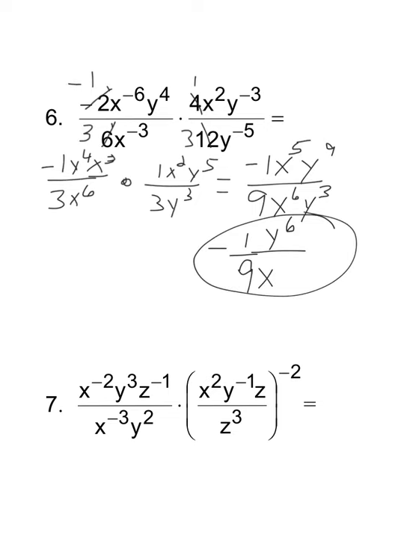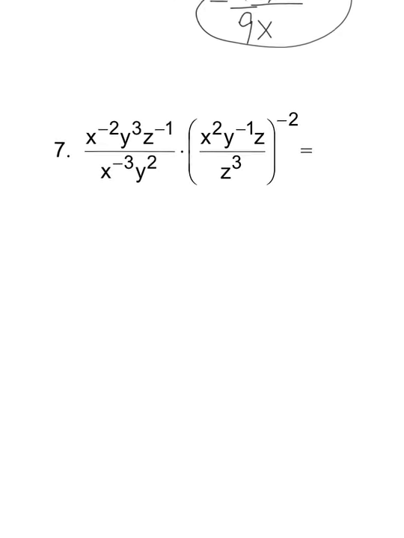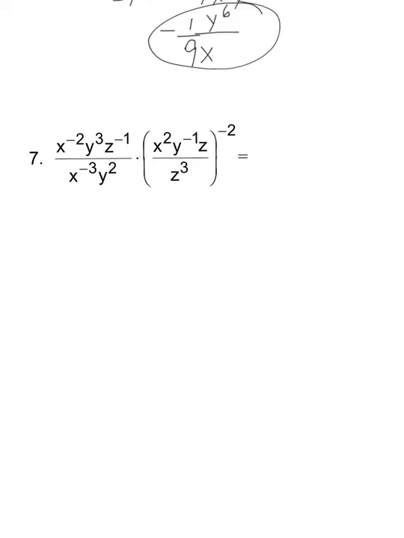And finally, number 7. On number 7, we chose to go ahead and distribute the second one, that negative 2, through, and then mark it off, and then start flipping our stuff over. So we chose to do this right here.